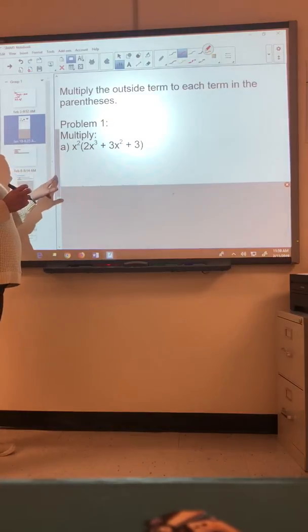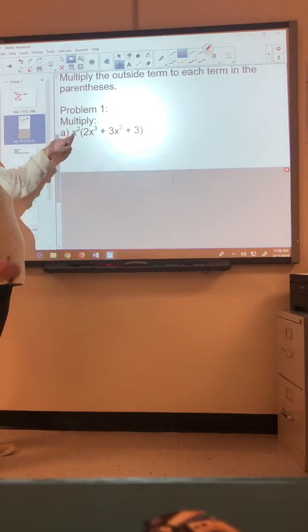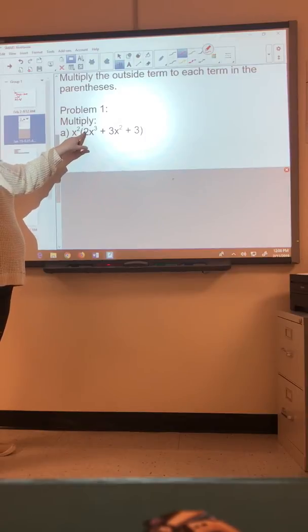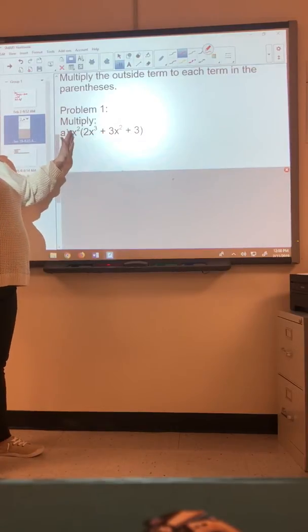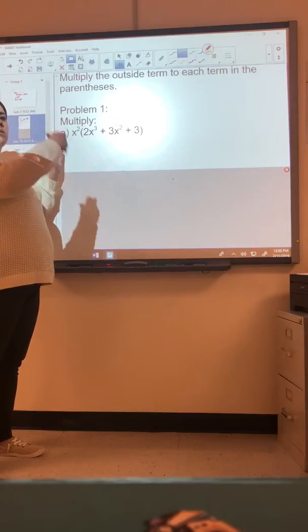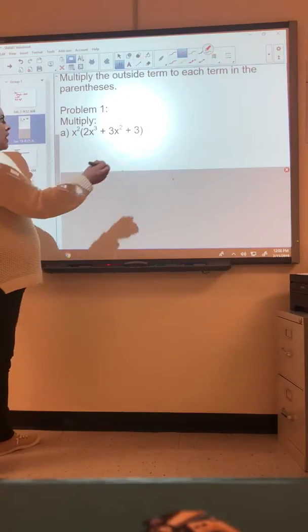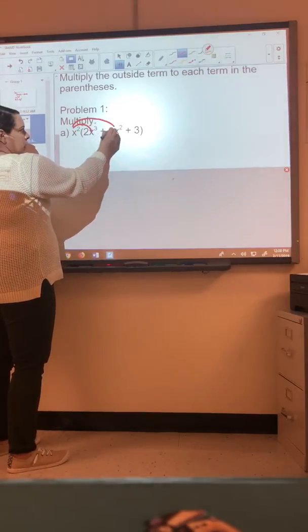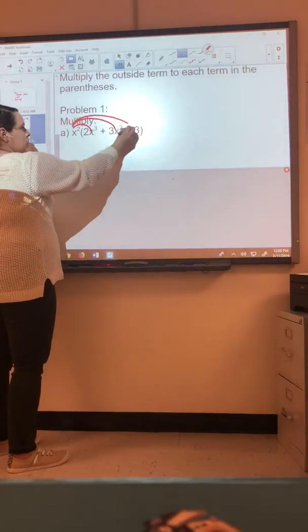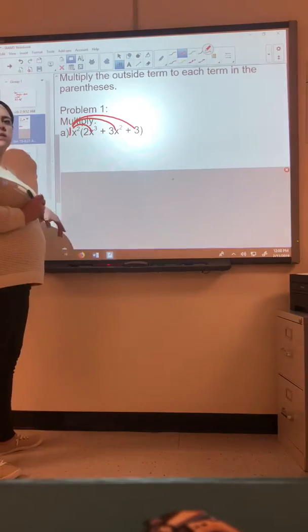All right, so here's our first one. Multiply x squared, and then here's your parenthesis, 2x cubed plus 3x squared plus 3. I'm going to take that x squared term on the outside and multiply it times everything on the inside. So I'm going to do x squared times 2x cubed, x squared times 3x squared, and x squared times 3. And this is just like a 1x squared.